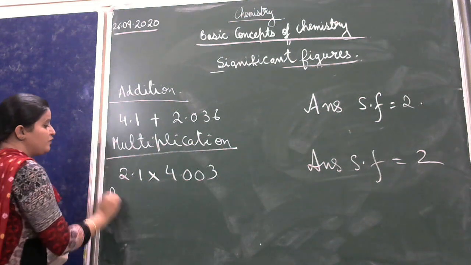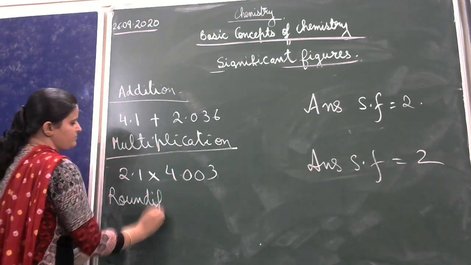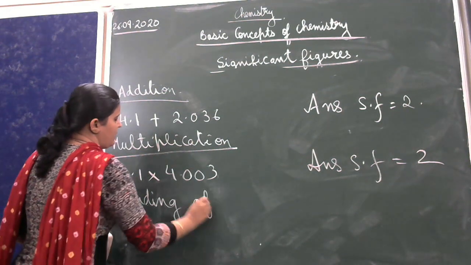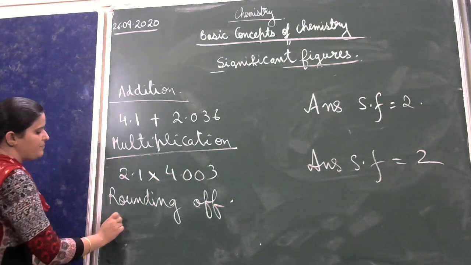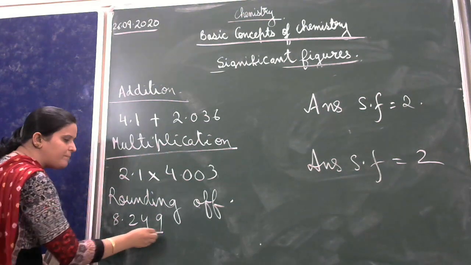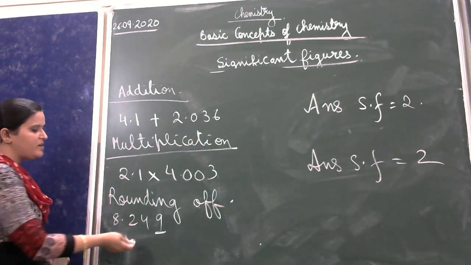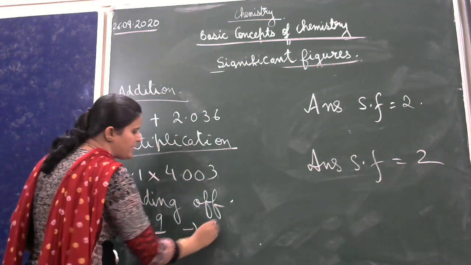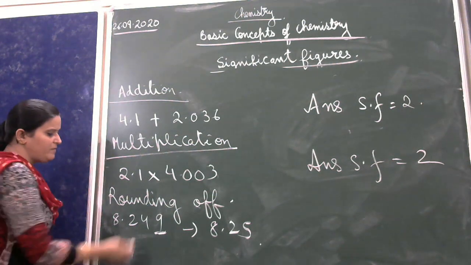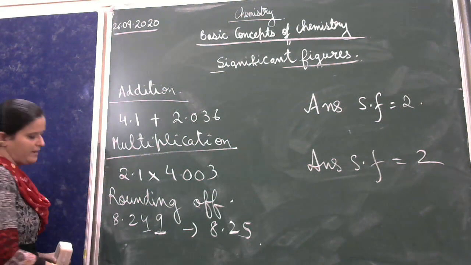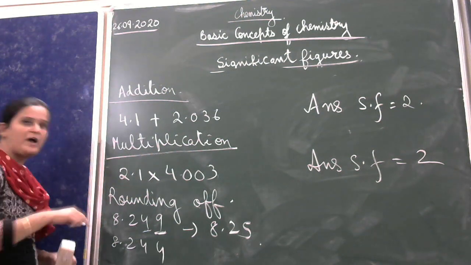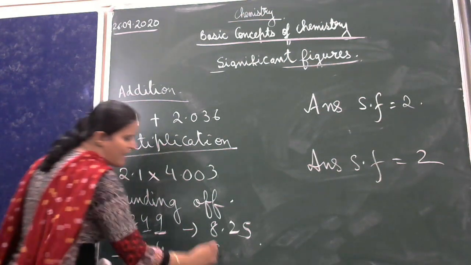And the last thing, rounding off. Sorry. For rounding off, see what we do. Suppose I am taking the number 8.249. If the last digit is greater than 5, then we will round it off. The answer will become 8.25, isn't it? If the last digit is greater than 5, then the previous number is increased by 1. If the last digit is less than 5, then it remains as it is.